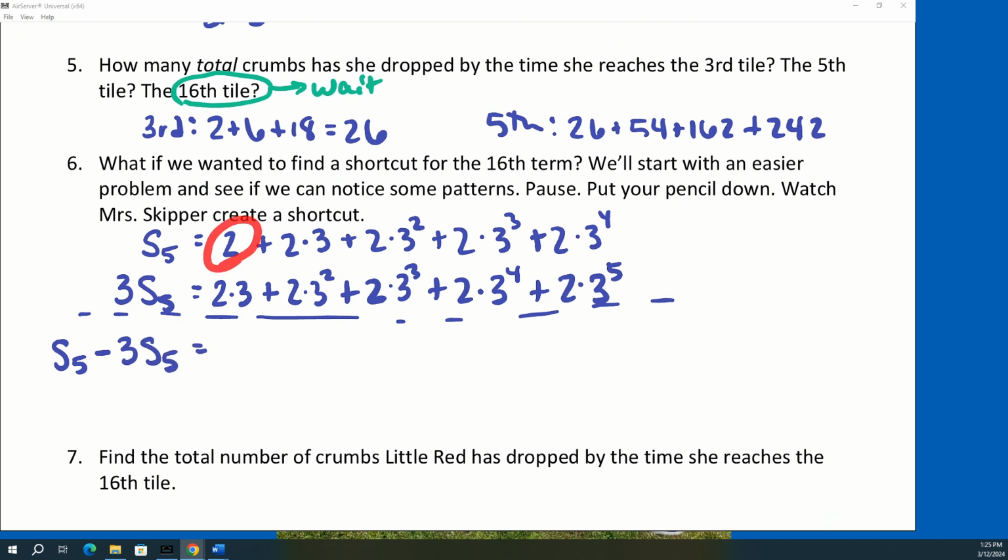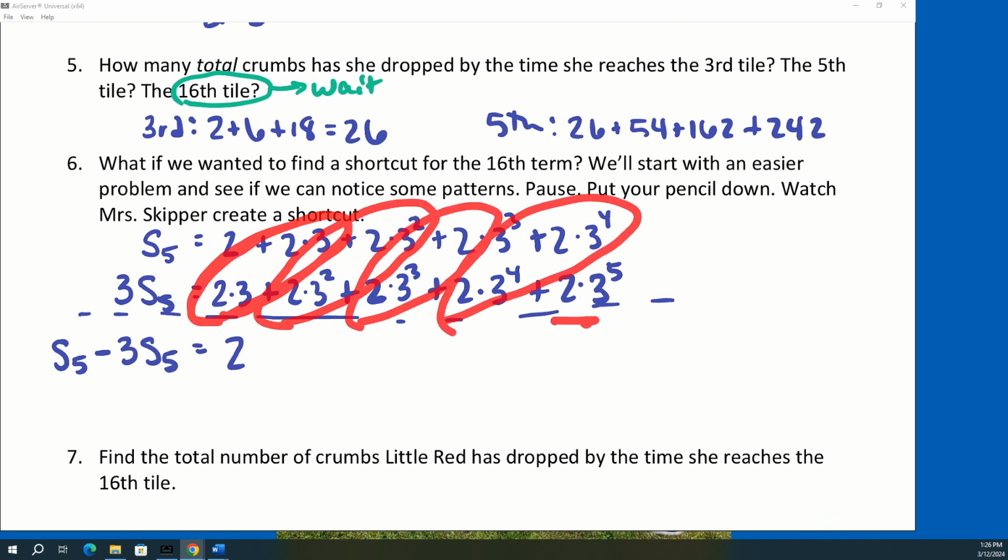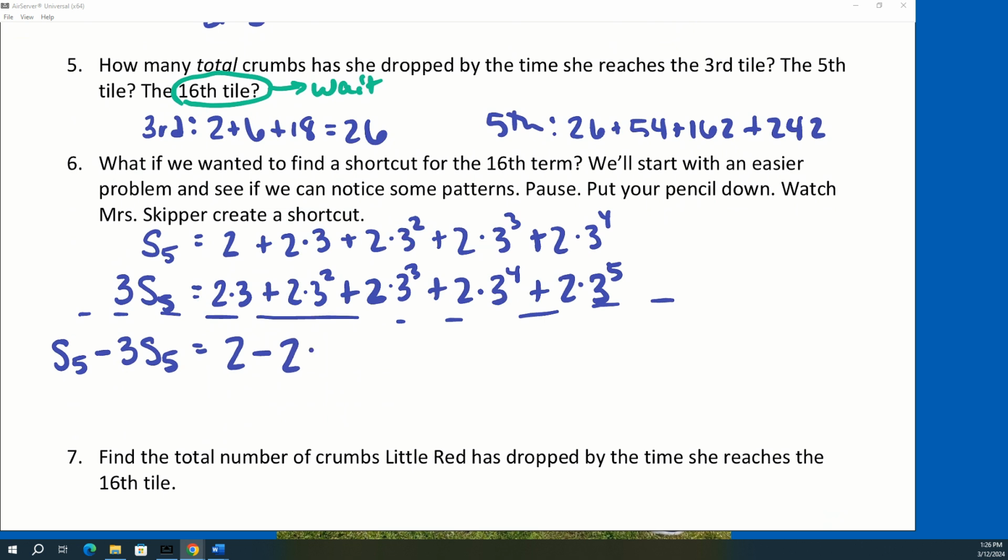So this 2 is still going to be in our subtraction. But what happens to these when I subtract them? Yeah, this cancels, this cancels, this cancels, this cancels, and we're left with this last one. So 2 minus 2 times 3 to the 5th.